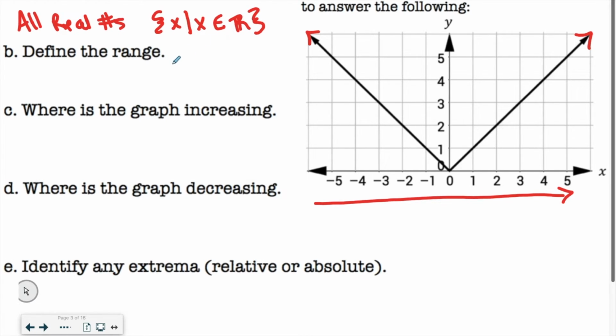And then for range, we have only going down to 0, but it also goes up to infinity all the way above that. So for range, it's going to be all positive real numbers. Sorry about that. All positive real numbers.